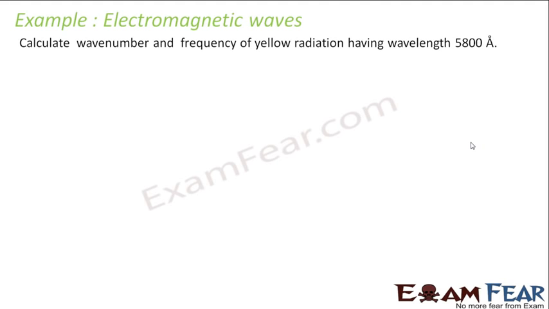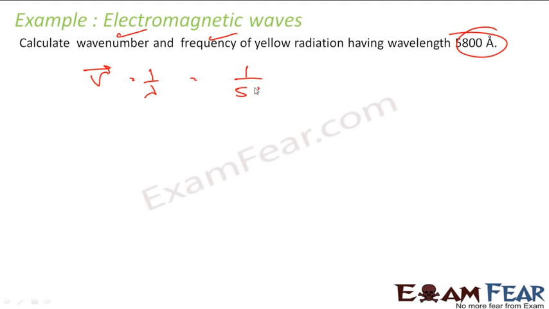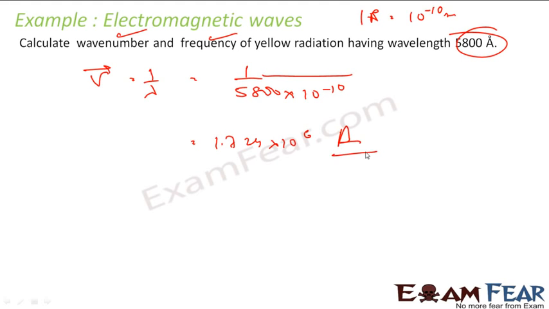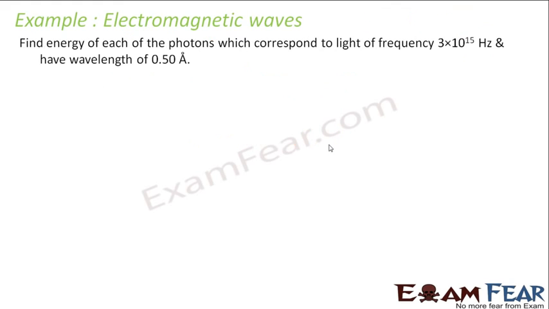Easy one. We have to find the wave number and frequency of a yellow radiation having wavelength of this. Wave number is nothing but 1 by lambda. So let's put the value, 1 by 580 angstrom. 1 angstrom is 10 to the power minus 10 meter. This is what I get. So you solve this, you get 1.724 into 10 to the power 6 per meter.